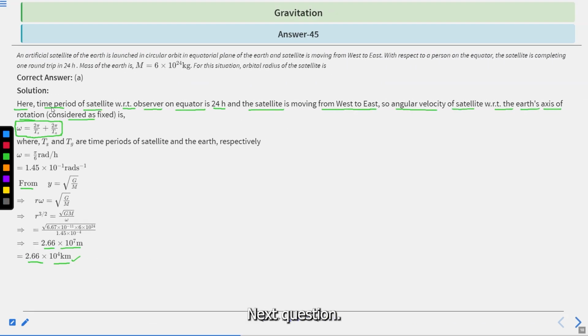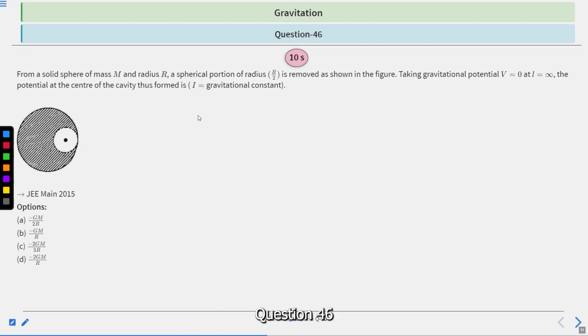Next question. Question 46. From a solid sphere of mass M and radius R, suppose this is a solid sphere, mass M and radius R, a spherical portion of radius R by 2.